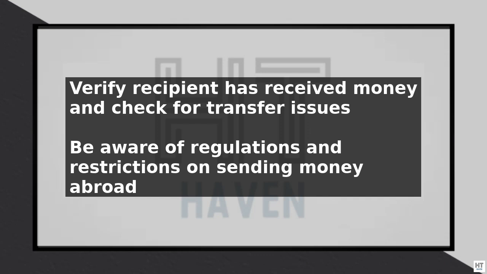By following these steps and considering the different methods and factors involved, you can send money from a Swiss account to India quickly and securely.